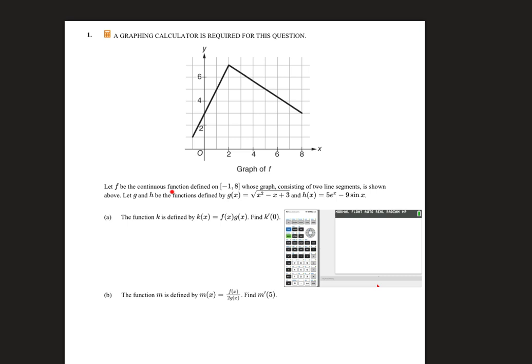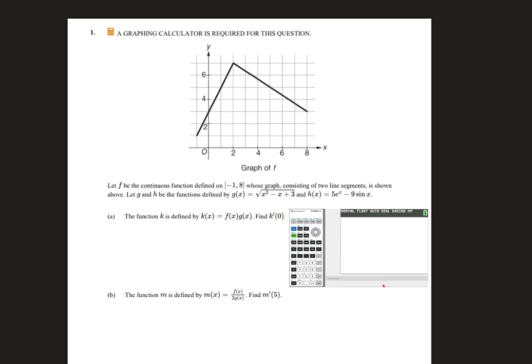So they say let f be a continuous function defined on the interval from -1 to 8, whose graph consisting of two line segments is shown above. Okay, let g and h be the functions defined by g of x equals square root of x squared minus x plus 3, and h of x equals 5 e to the x minus 9 sine x. So for part A, they say the function k is defined by k of x equals f of x times g of x. Find k prime of 0.